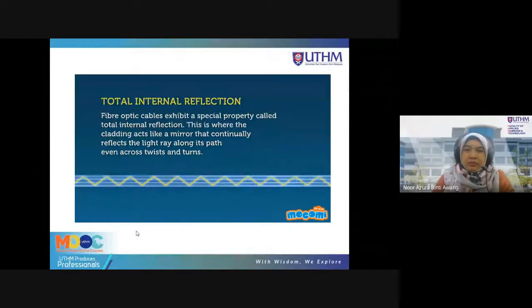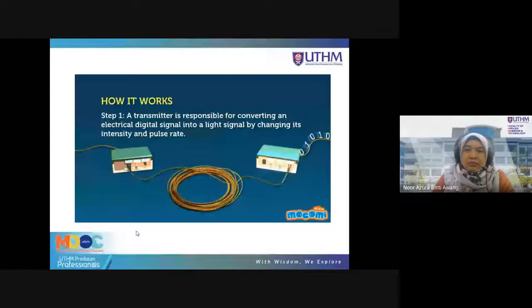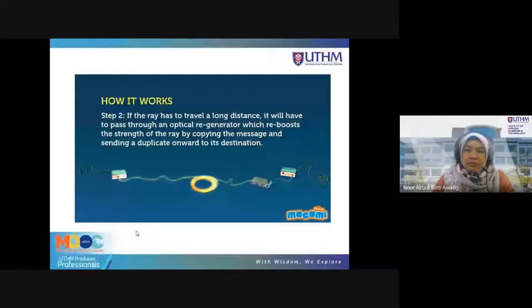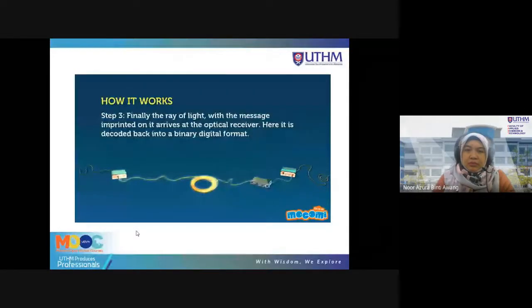How does it work? A transmitter is responsible for converting an electric digital signal into a light signal by changing its intensity and pulse rate. If the ray has to travel a long distance, it will have to pass through an optical regenerator, which reboosts the strength of the ray by copying the message and sending a duplicate onward to its destination. Finally, the ray of light with the message imprinted on it arrives at the optical receiver. Here it is decoded back into a binary digital format.